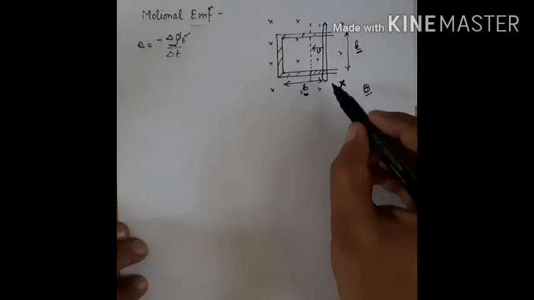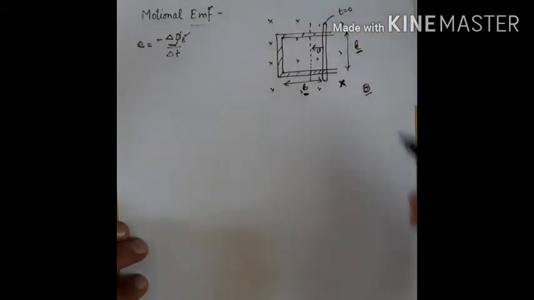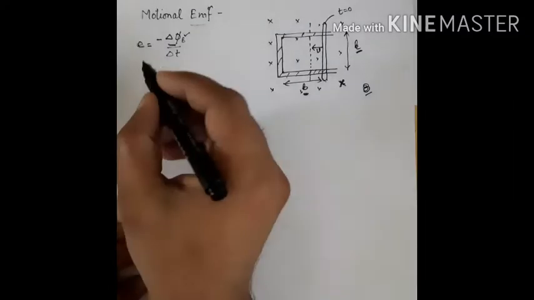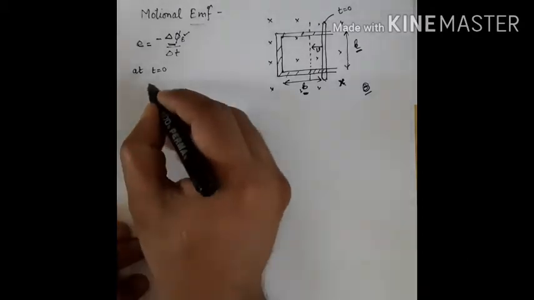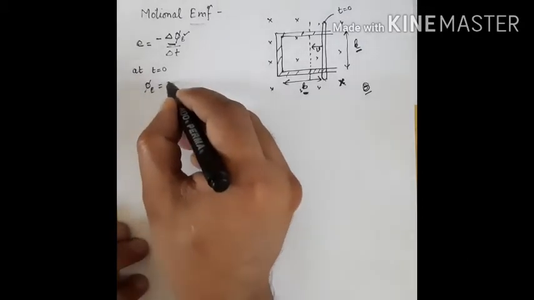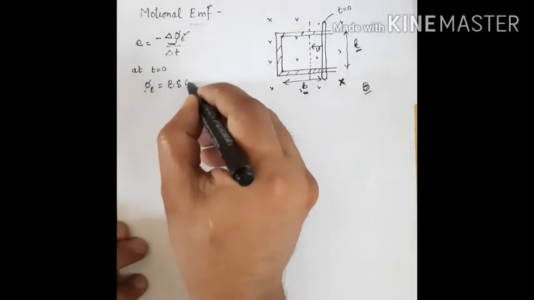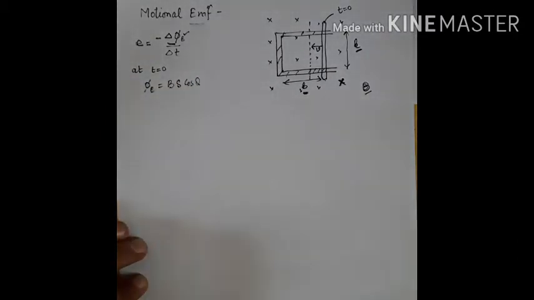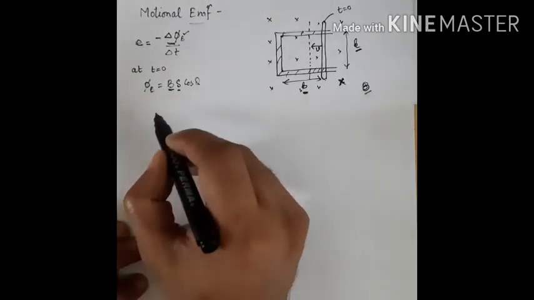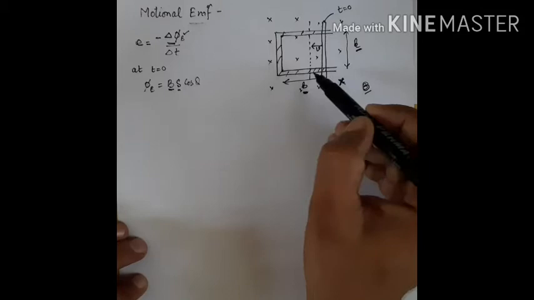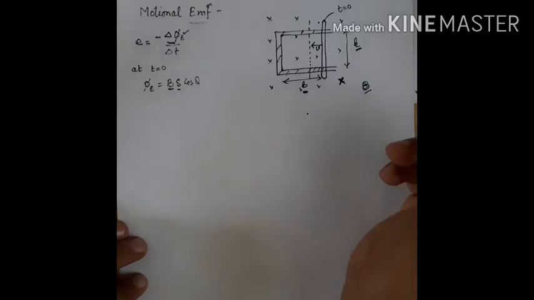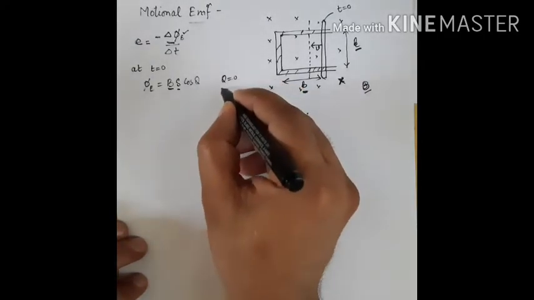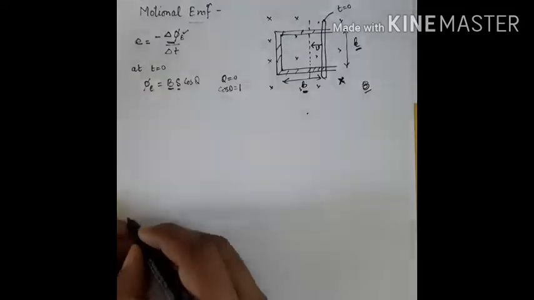Let us say at time t equal to 0, the rod was at this position. So what is the magnetic flux at this time? At t equal to 0, the magnetic flux is given by Bs cos theta, where theta is the angle between the magnetic field and the surface area. The direction of the surface area is always perpendicular to its plane. Let it be in the downward direction, and the magnetic field is also in the downward direction. So theta is equal to 0 degrees, and cos theta becomes 1.